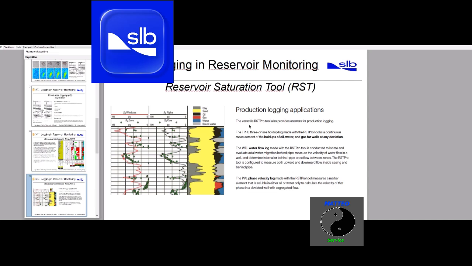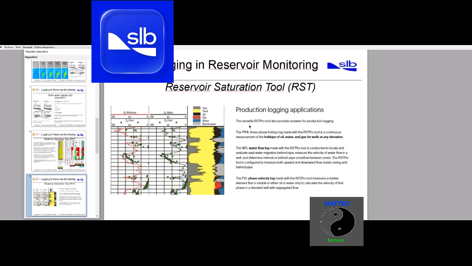The TPHL three-phase workout method. The tool is a continuous measurement of all three phases, oil, water and gas, for wells at any deviation.